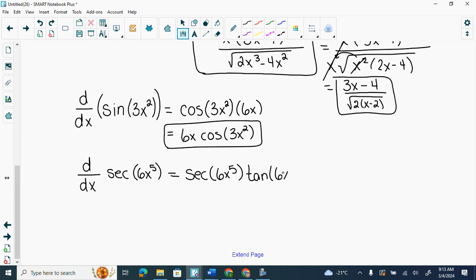And then I get people wanting to do the derivative of the bracket twice. Were there 2 brackets to begin with? No. So we only do 6x to the 5 how many times? 1. So what do we get for our derivative of that? 30x to the 4. And like I said, they usually write it at the front. So you just get 30x to the 4 secant 6x5 tan 6x5.